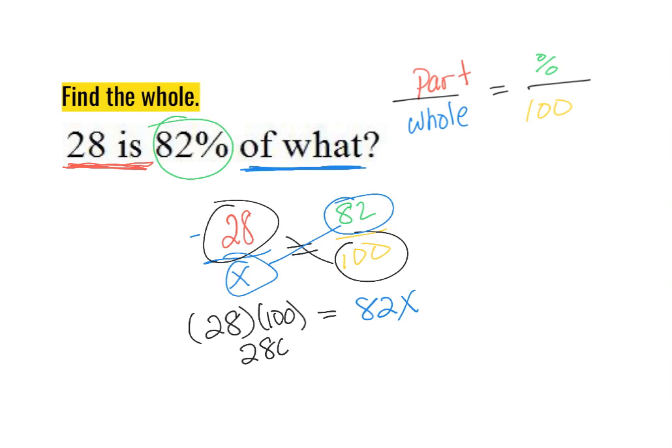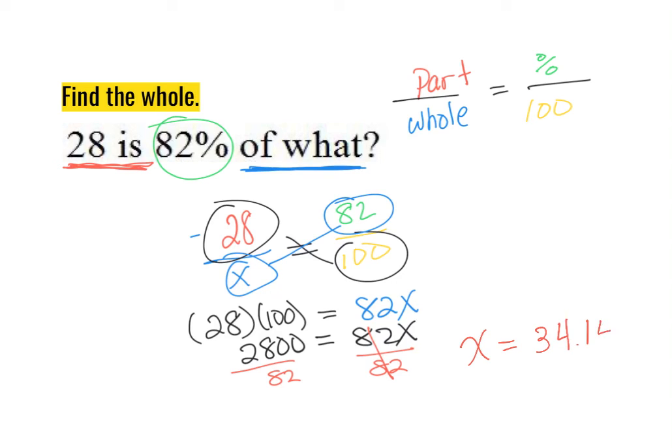28 times 100 is 2,800. And then you will divide by 82 to get x by itself. So x will equal 34.146... And then I will round to the nearest tenth, meaning the first number after the decimal. So I will look at the second number to determine whether it goes up or down. So my answer will be 34.1%.